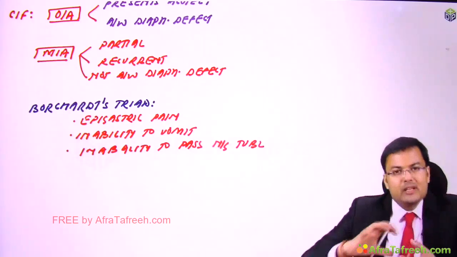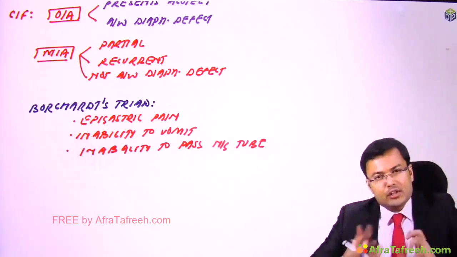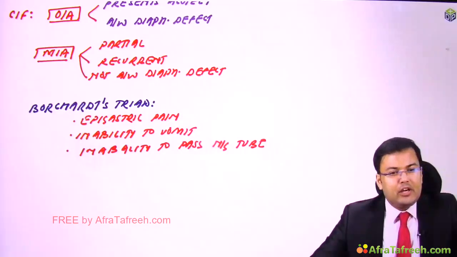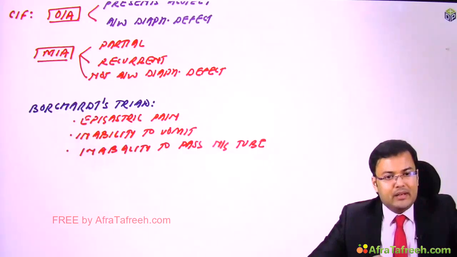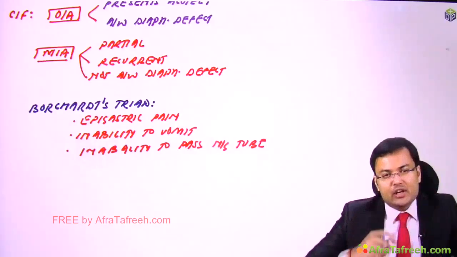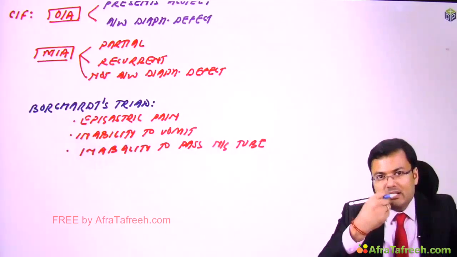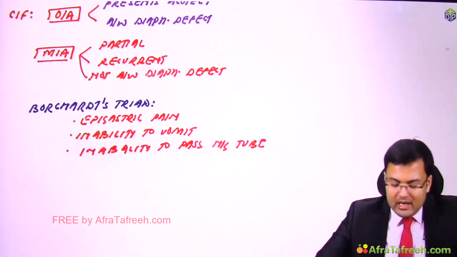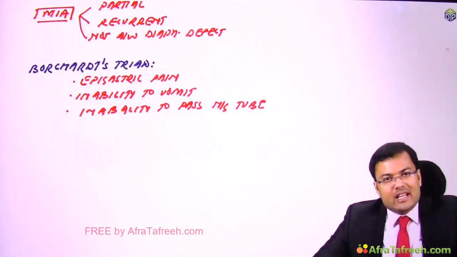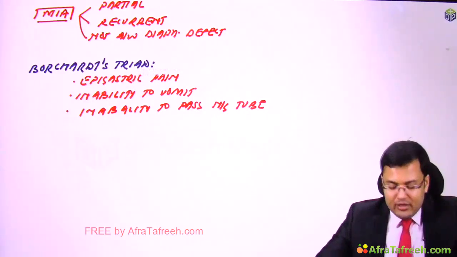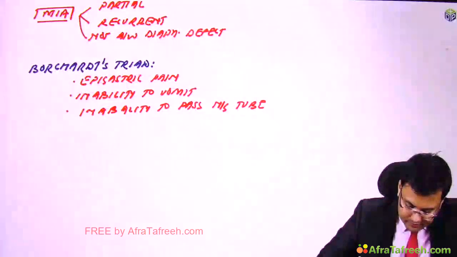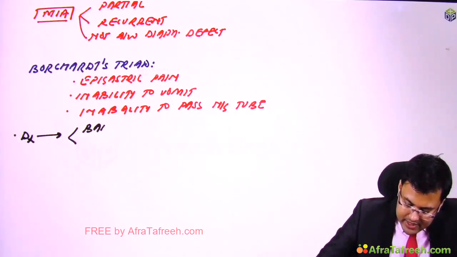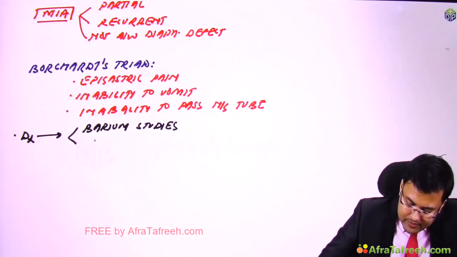So what's the problem? Since there is torsion of the stomach, because of torsion there is ischemia, and because of this ischemia there is epigastric pain. Since torsion occurs, the patient cannot vomit, and whenever you are inserting the Ryle's tube or nasogastric tube, you cannot pass it. How can we make the diagnosis? It can be diagnosed by either barium studies or endoscopy.